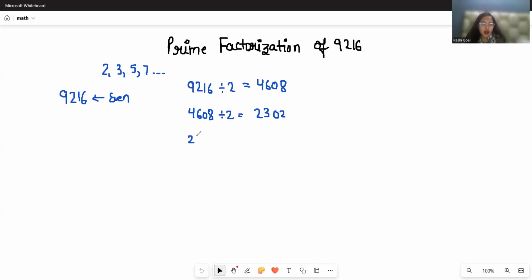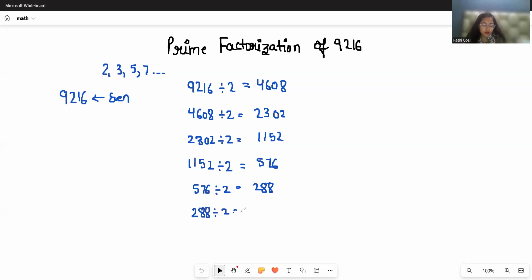So it gave us 2,304. Again, an even number. So it gave us 1,152. When we divide it by 2, we get 576. 576 divided by 2 gives 288. And 288 divided by 2 gives 144. 144 divided by 2 gives 72.